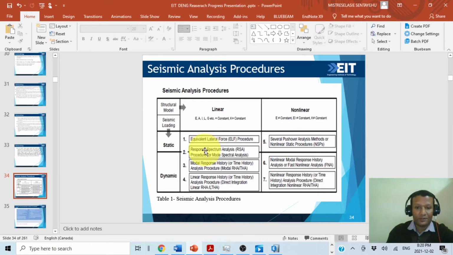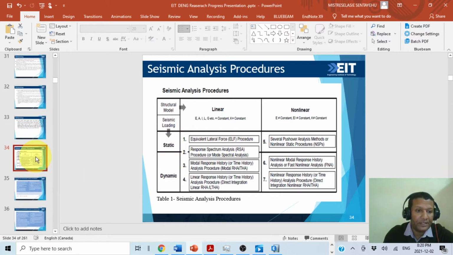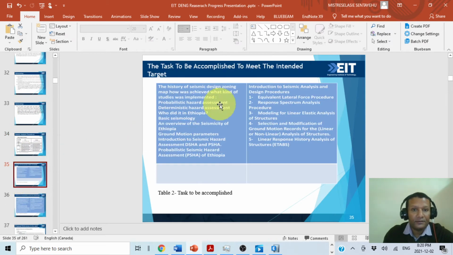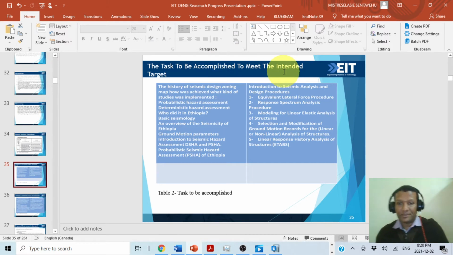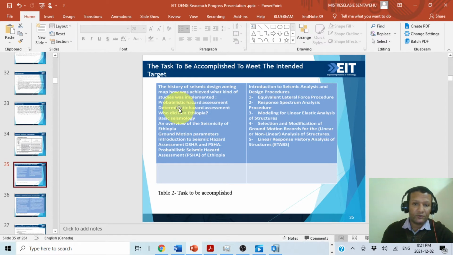So as per our discussion, only this one will be included in the future. So the tasks to be accomplished to meet the intended target as per our discussion: I try to see the history of seismic design zoning map, how it was achieved, what kind of study was implemented, probabilistic hazard assessment, deterministic hazard assessment, who did it in Ethiopia. As I told you, Guanin, he was from Canada.